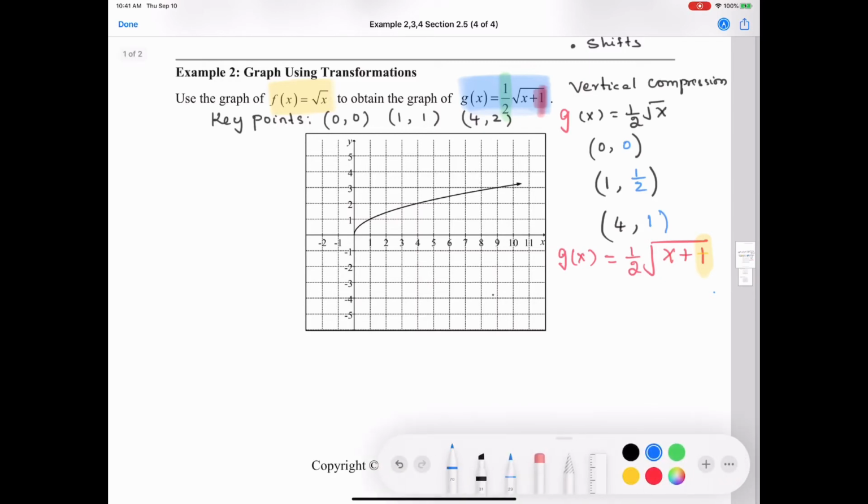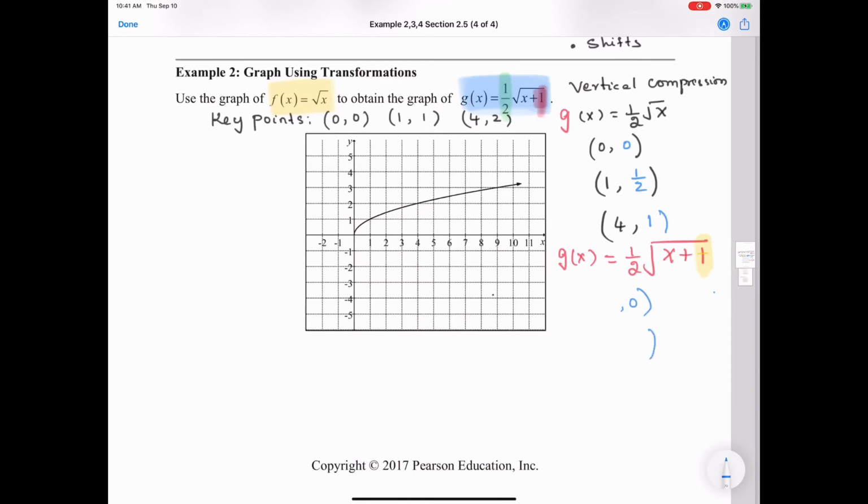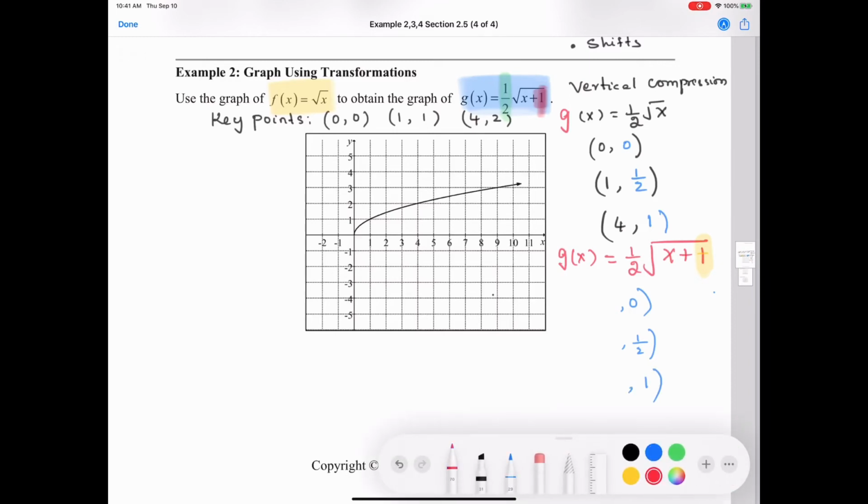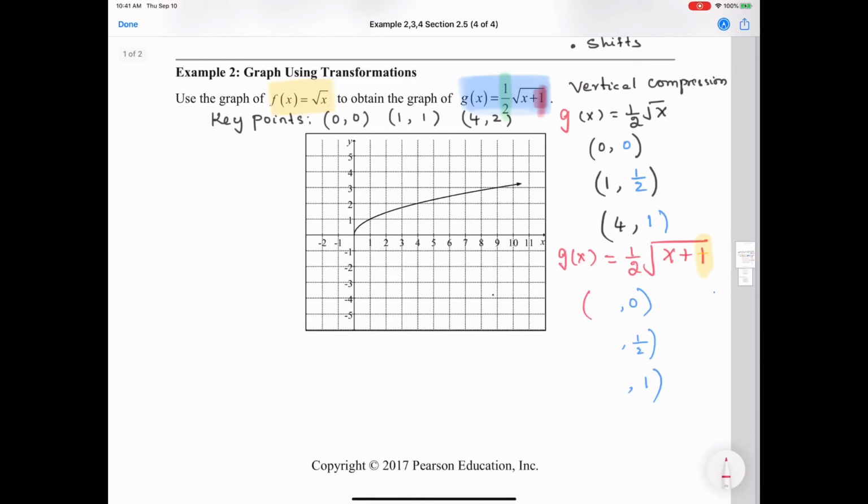So the y coordinates would stay the same. That's still going to be 0. The second point is still going to be half. The third point is still going to be 1. But the x coordinates are going to be changed. And the effect is you will be taking the 1 and subtracting it from the x values. So I have a 0. 0 minus 1 is negative 1. Next number is 1. 1 minus 1 would be 0. And the third point would have been 4 minus 1, which is 3.